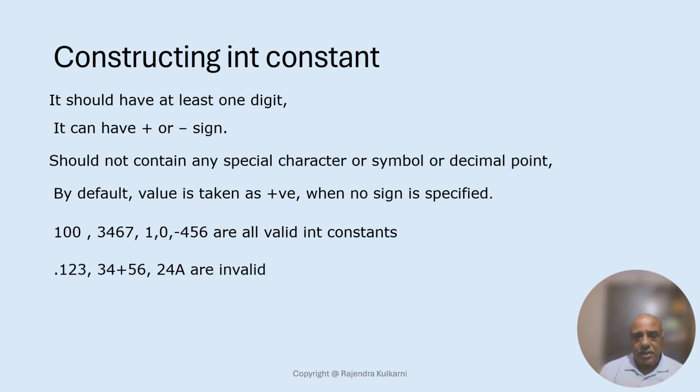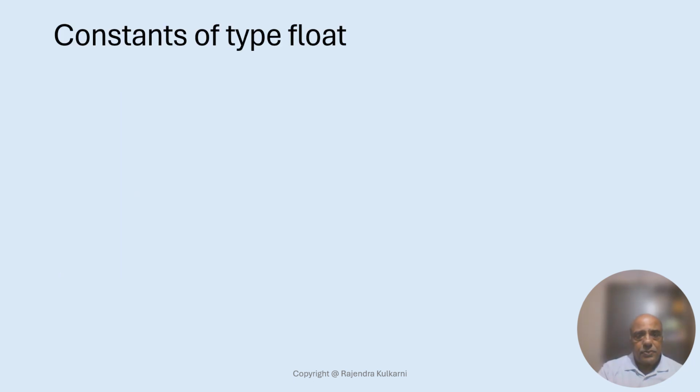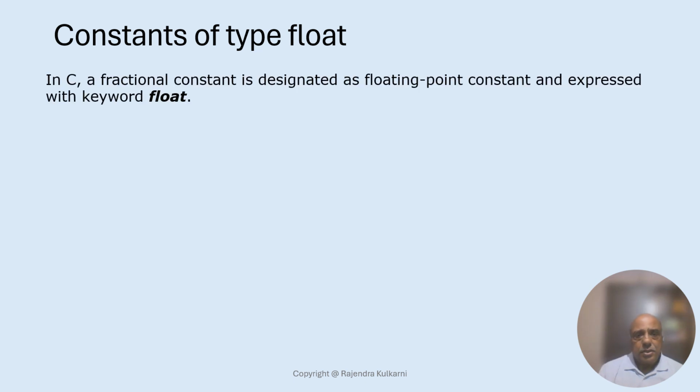0.123, 34 plus 56, 24a are all invalid because they do not follow the rule of constructing an int constant. Then there are the float constants. A fractional constant is designated as a floating point constant and expressed with the keyword float. Float always represents a constant which is fractional.